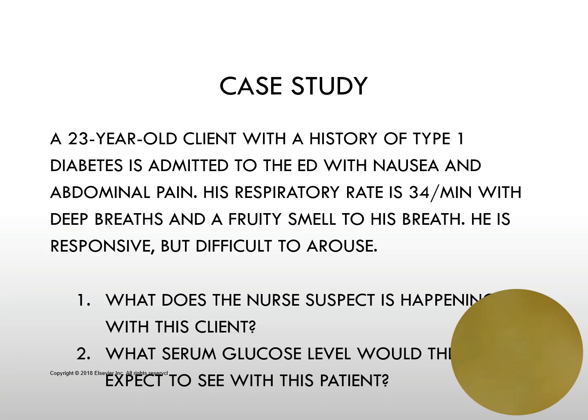Case study. We have a 23-year-old client with a history of type 1 diabetes who's admitted to the ED with nausea, abdominal pain, a respiratory rate of 34 per minute with deep breaths, and a fruity smell to his breath. He is responsive but difficult to arouse. What does the nurse suspect is happening with this client?